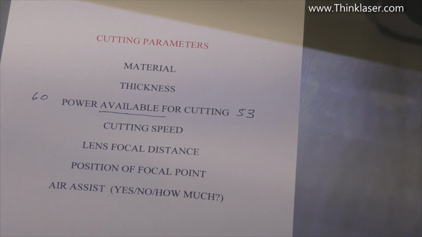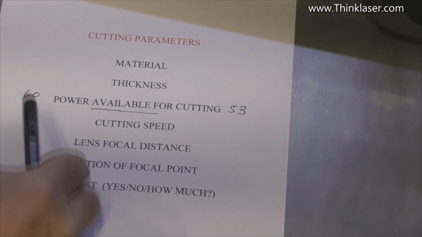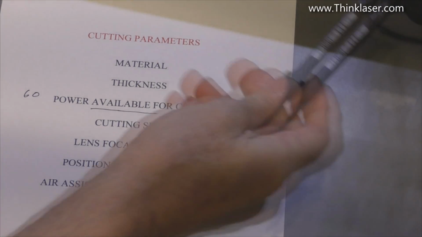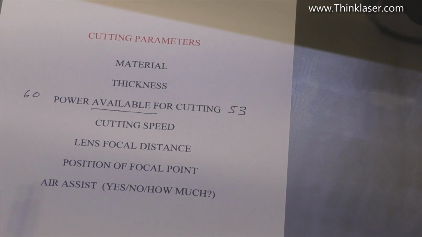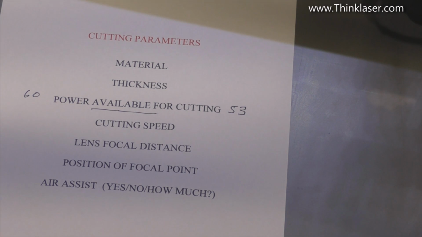And you won't see anybody talking about power available on any cutting parameter charts. They will talk about what your tube delivers, supposedly, not how your machine is set up. So if your mirrors start to get a bit dirty or your lens gets fogged up, this number here can drop considerably, and it can affect substantially the performance of your cut. Now, the next thing that affects the cut is obviously the cutting speed, which you have got control over.